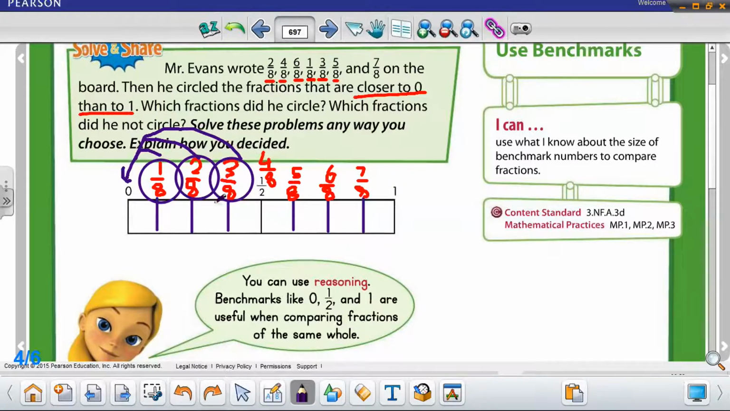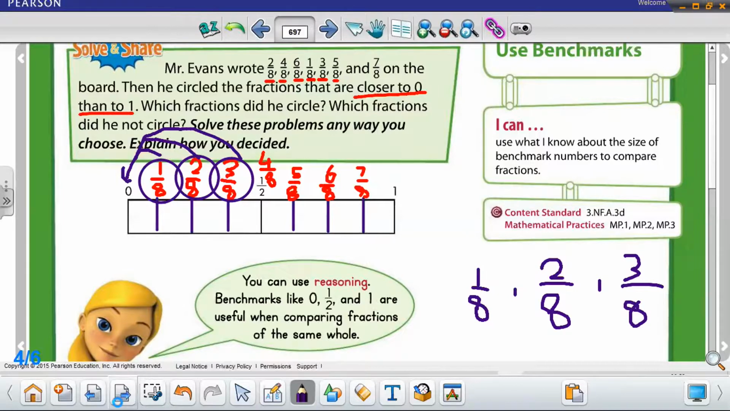So what are the 3 fractions closer to 0? 1 out of 8, 2 out of 8, 3 out of 8. So these are the 3 fractions closer to 0.